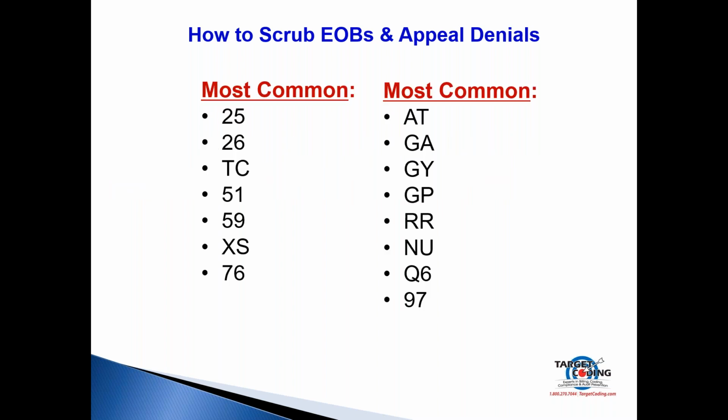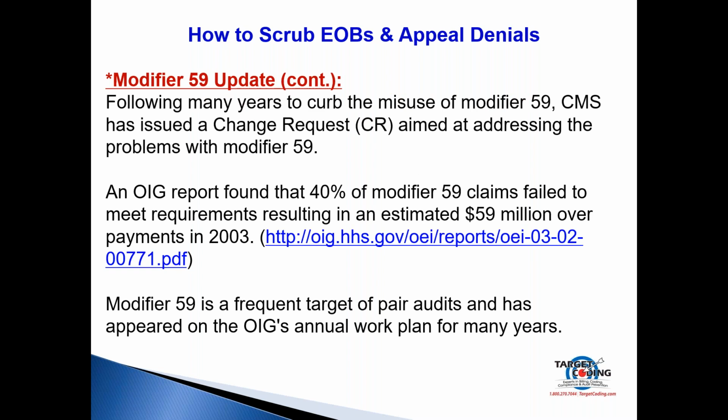Add the GP modifier. Here are some of the most common modifiers. 59 might be replaced with XS coming up soon. Maybe you need to use the 97 modifier coming up instead of the 59 or the XS. So we go over all of these. There's actually a free video on our YouTube channel on modifiers.